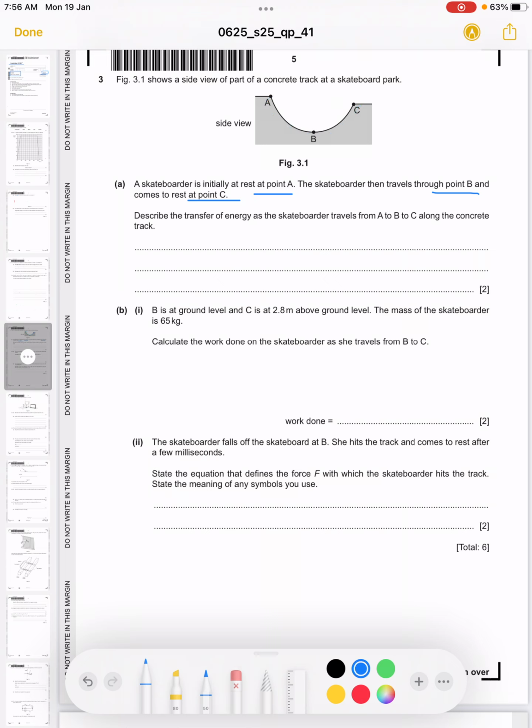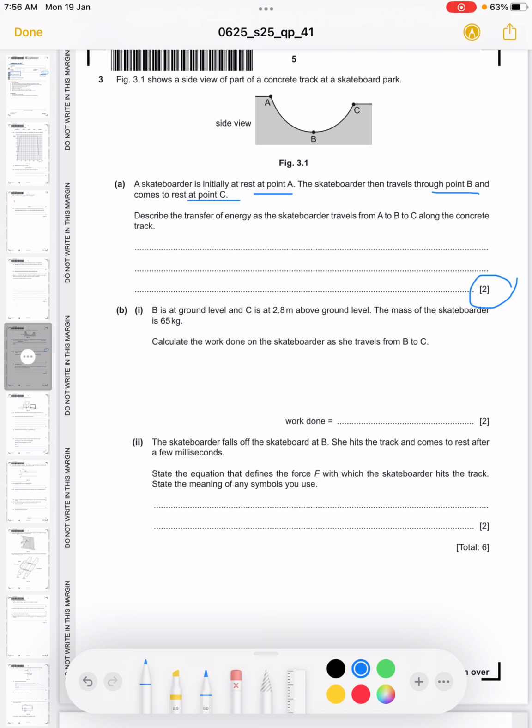Okay, let's read what they want from us. Describe the transfer of energy as a skateboarder travels from point A to B to C along the concrete track. I will also explain the mark schemes in my videos. It's a 2 marks question, which means you give 2 solid answers.